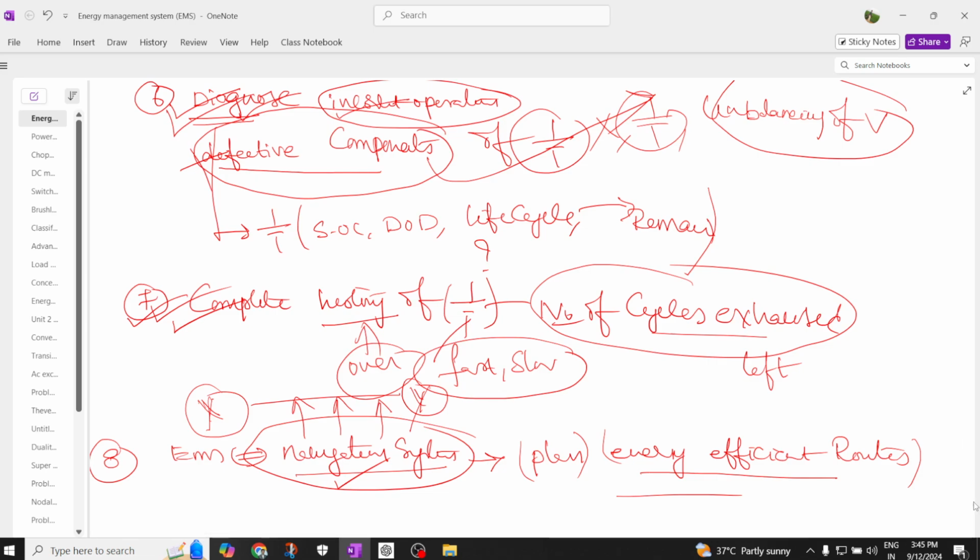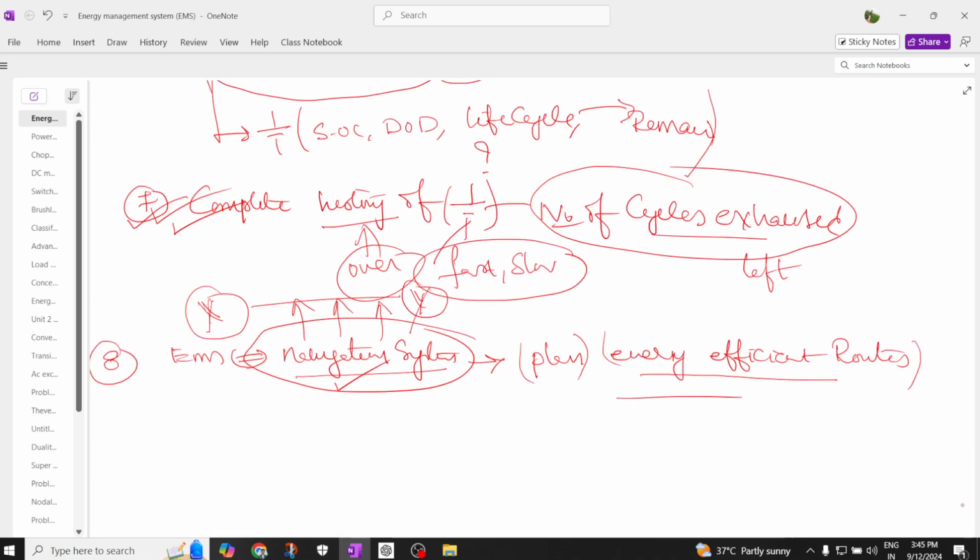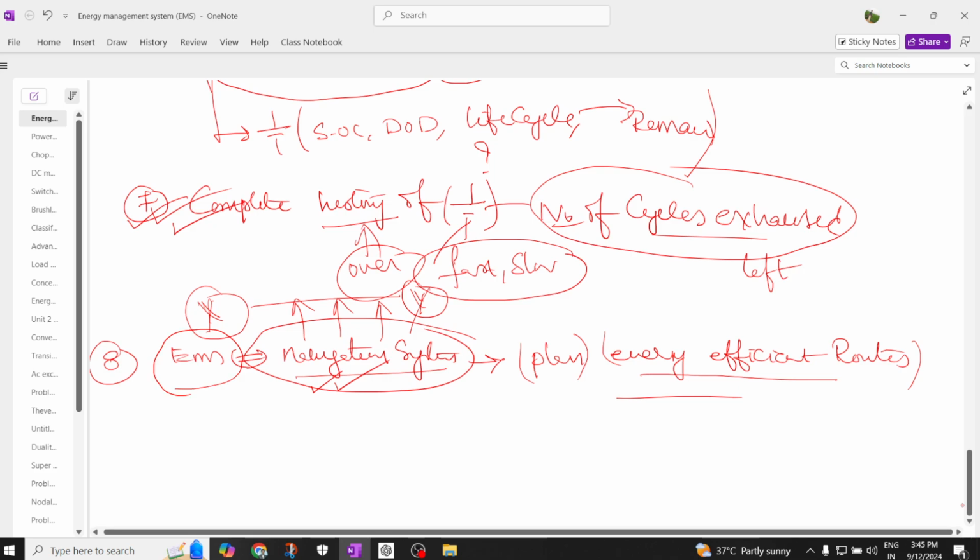This is like how you have Google Maps. Like Google Maps, you have it in the electric vehicle also. So this will suggest what charging stations are available nearby on the journey you are going to make. All these are possible only with the help of the energy management system. That's the importance of this energy management system.